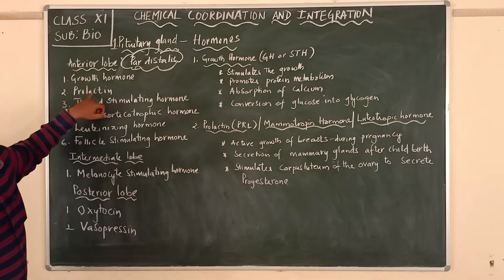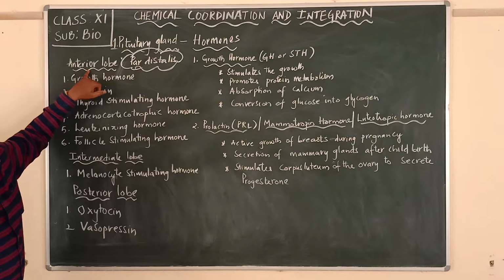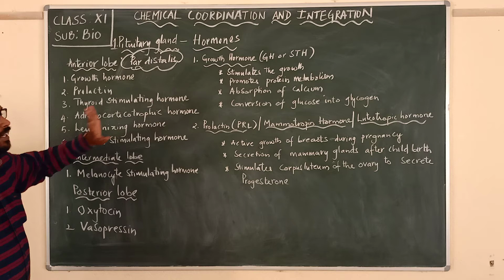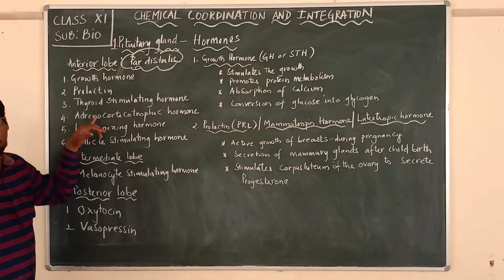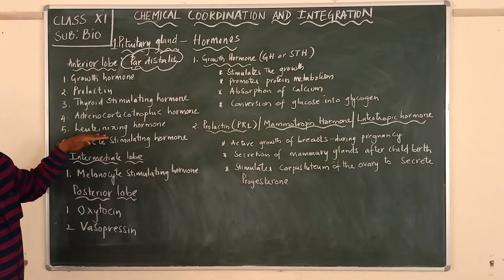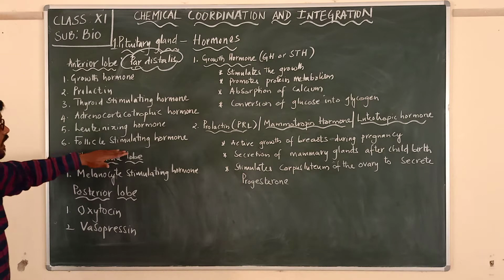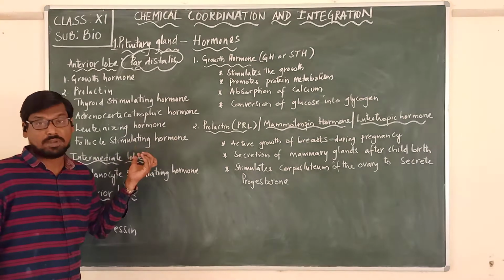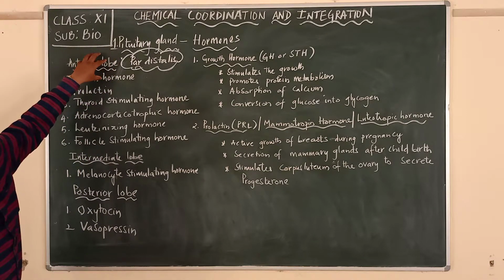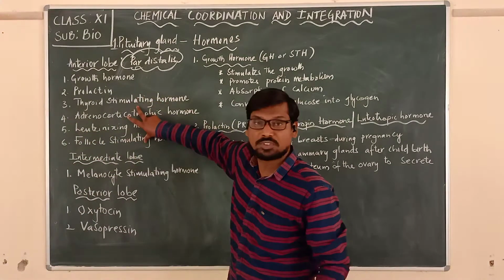The third hormone produced from the pars distalis, the anterior lobe, is thyroid stimulating hormone. The fourth one is adrenocorticotrophic hormone. The fifth one is luteinizing hormone, and the last one is follicle stimulating hormone. These are the hormones that are produced from the anterior lobe of the pituitary gland.